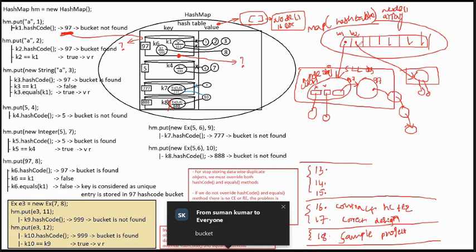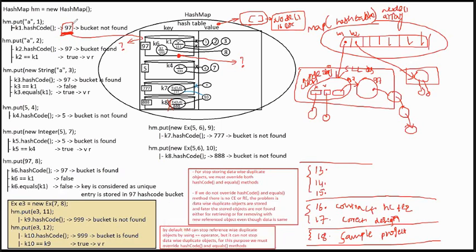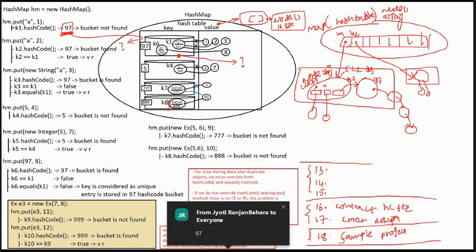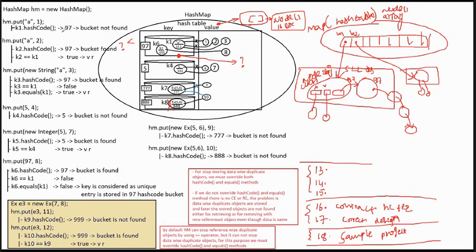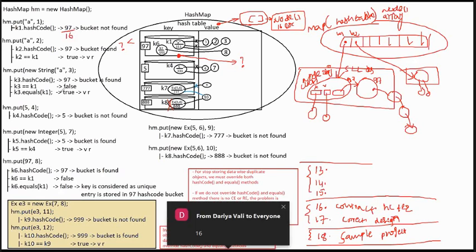Tell me now how the bucket is found. What hash code number are we passing here? 97. Now, is this index number 97 available anywhere? No, right? When there is no index 97, how can we find the index location for this bucket? That is where there is a small formula. 97 is divided by the capacity of the node array. What is the capacity of the node array? 16.